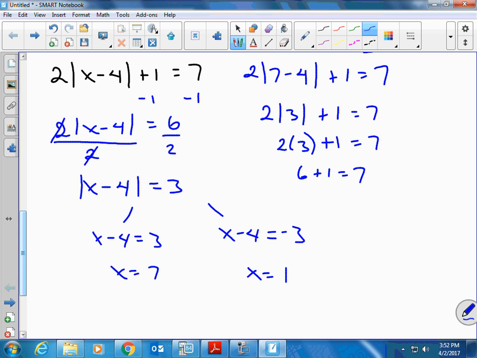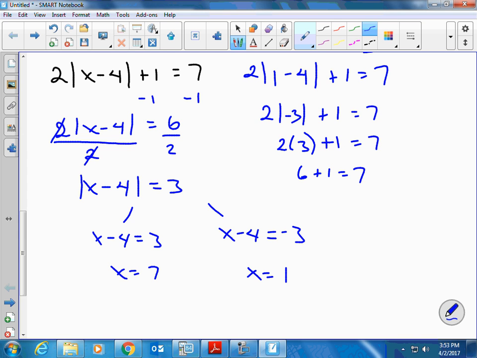Okay? Let's change that. That's not a 7 anymore. That's a 1. 1 minus 4 is a negative 3. The absolute value of a negative 3 is a positive 3. And 2 times 3 is 6. 6 plus 1 is 7. Good habit. Go back, plug it into your original expression, make sure they both work. If they don't, you did something wrong.